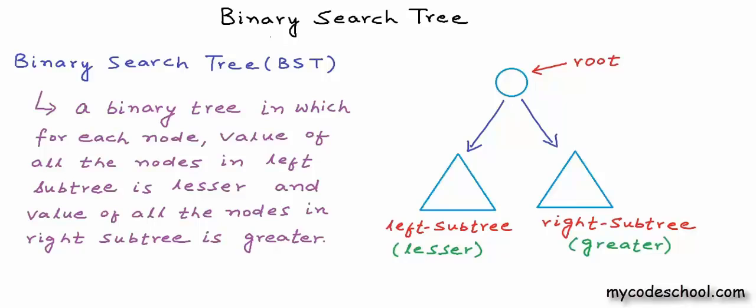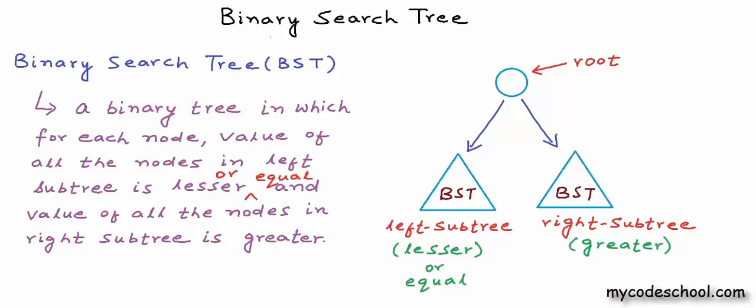We can call one of the children left child. If we look at the tree as a recursive structure, left child will be the root of left subtree, and similarly right child will be the root of right subtree. Now for a binary tree to be called binary search tree, value of all the nodes in left subtree must be lesser, or we can say lesser or equal to handle duplicates, and the value of all the nodes in right subtree must be greater, and this must be true for all the nodes. So in this recursive structure here, both left and right subtrees must also be binary search trees.